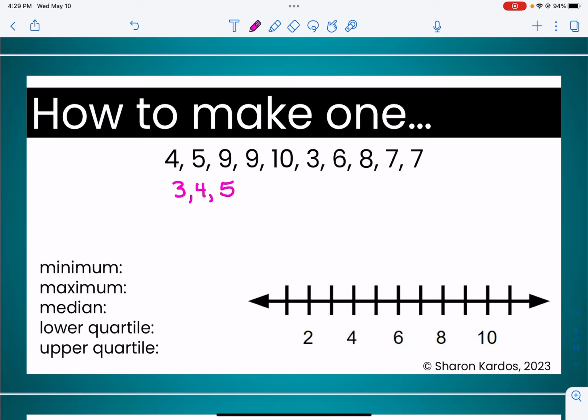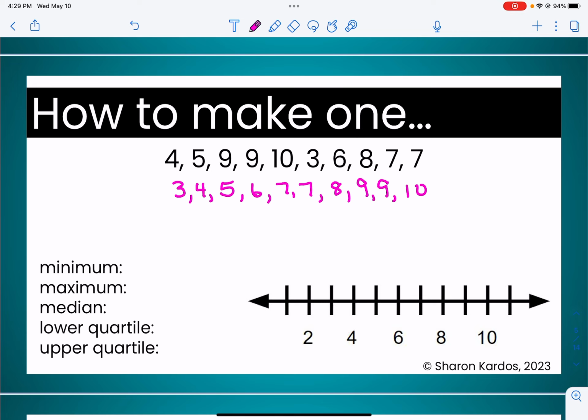So I see 1 3, 1 4, 1 5, 1 6, 2 7s, 1 8, 2 9s, and a 10. 1, 2, 3, 4, 5, 6, 7, 8, 9, 10. Yes, you should have 10 numbers if you got them all.